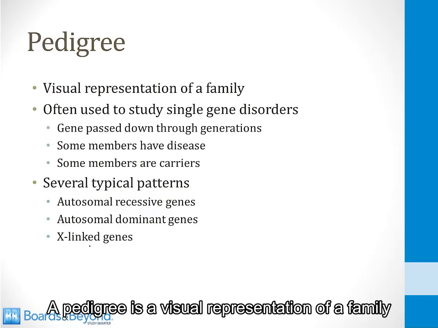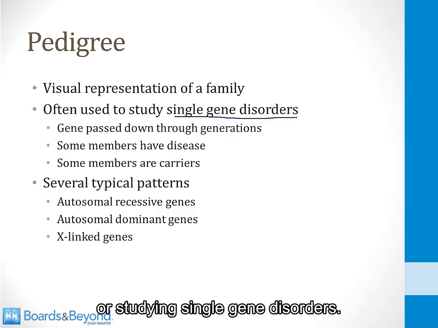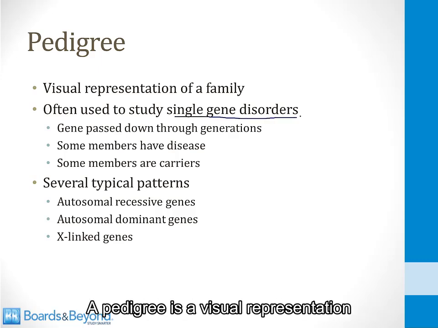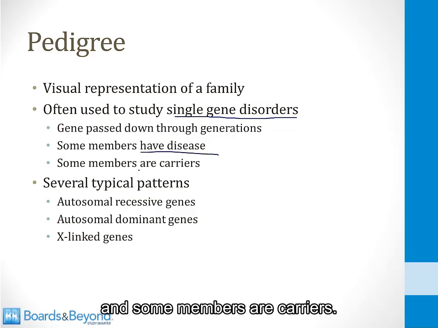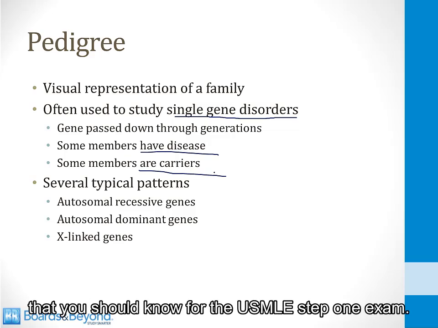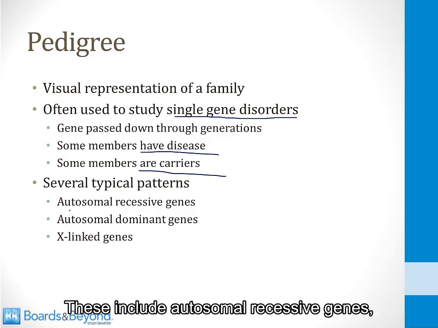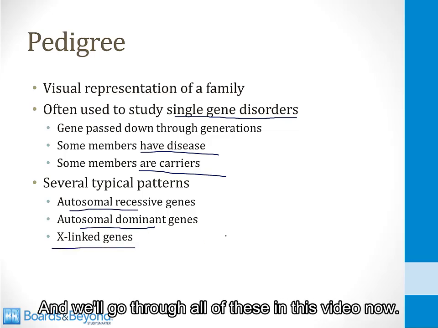A pedigree is a visual representation of a family, and pedigrees are often used when analyzing or studying single gene disorders. A pedigree is a visual representation of how the gene is passed down through generations, and some members have disease and some members are carriers. There are several typical patterns of genes that you should know for the USMLE Step 1 exam. These include autosomal recessive genes, autosomal dominant genes, and X-linked genes, and we'll go through all of these in this video now.